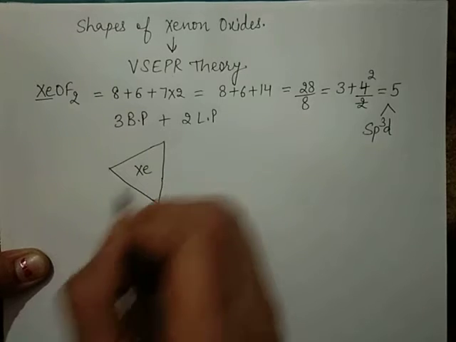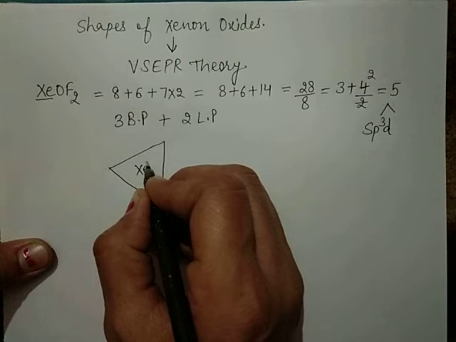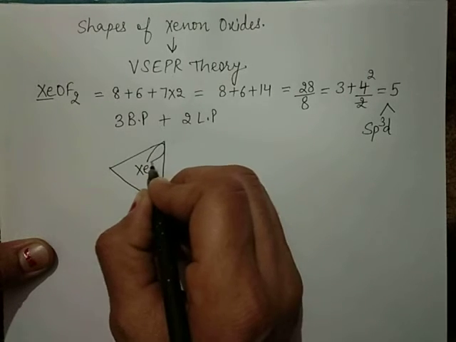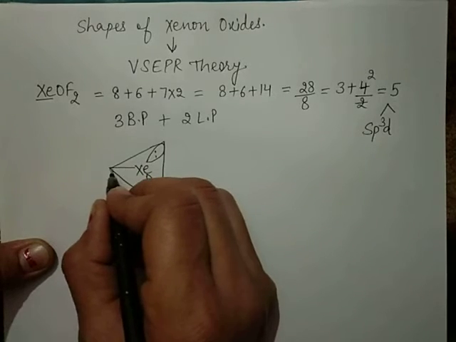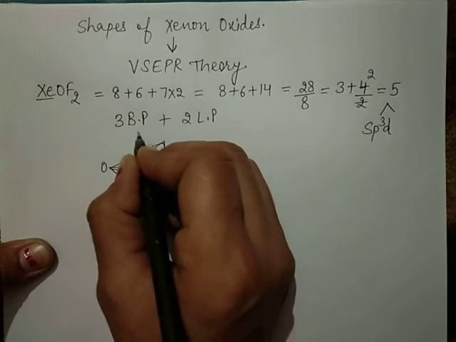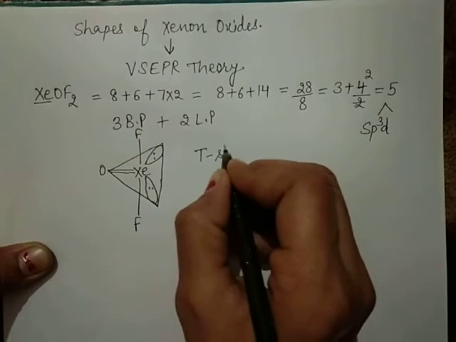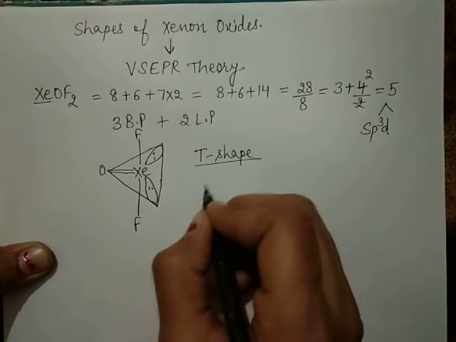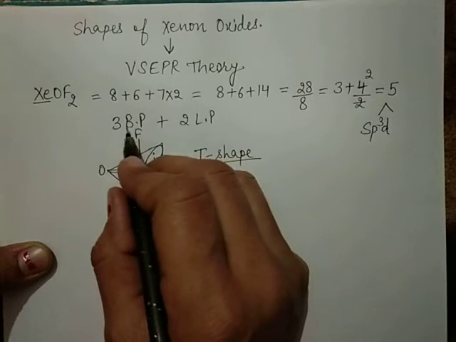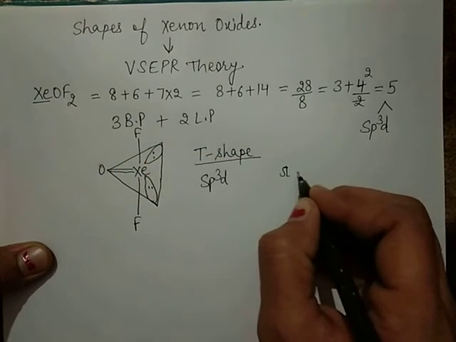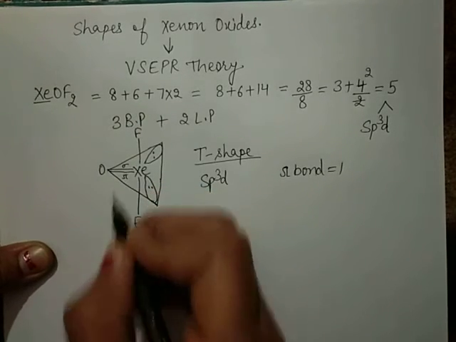This is xenon, having 2 lone pairs, and here the oxygen atom is attached, and this is fluorine and this is another fluorine. It means this is T-shaped geometry with sp3d hybridization. 2 lone pairs and 3 bond pairs. How many pi bonds are present here? Pi bond is 1. Here 1 sigma and 1 pi bond is formed.